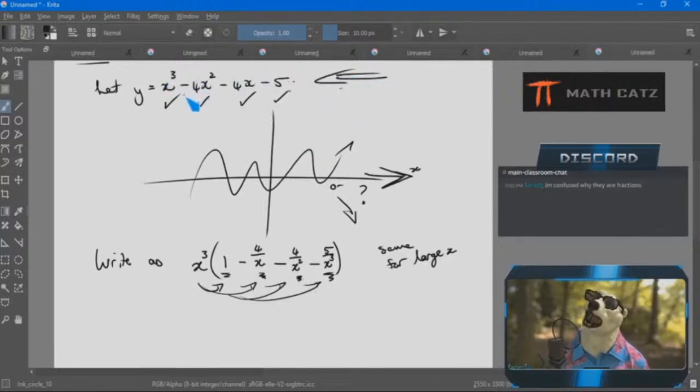How am I going to get x cubed? Well, just x cubed times 1. How am I going to get an x squared if I have x cubed currently? There's going to have to be an x at the bottom to get rid of some x's and leave me with 2 x's.